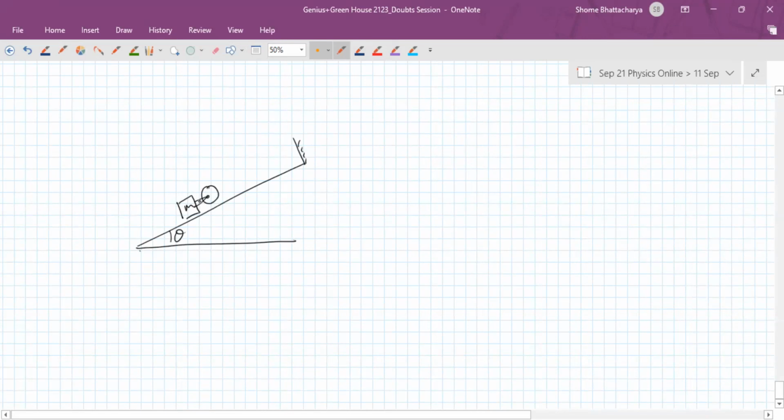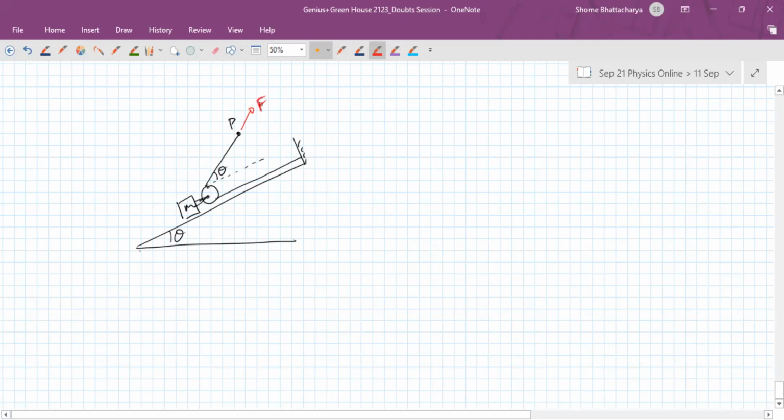Now to the block you've attached a pulley, and the pulley has a thread around it where one end of the thread is parallel to the inclined plane, the other end of the thread is over here, which is the end P. And now I'm assuming that we are applying some force like this. Yes, sir. P is the force. So P is the force.